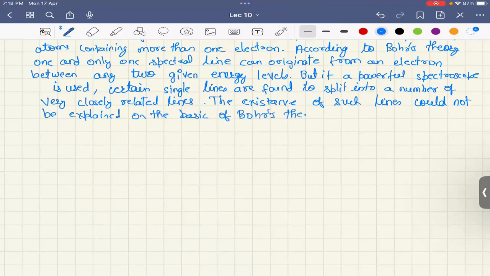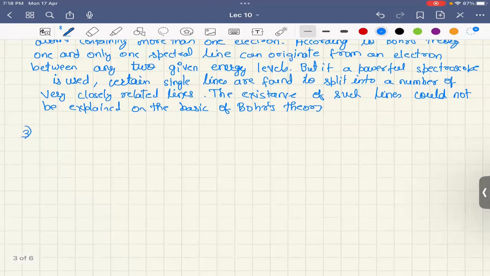The third drawback of Bohr's model was that the theory failed to account for the effect of magnetic field on the spectra of atoms or ions. It was observed that when an atom emitting radiation is placed in a strong magnetic field, each spectral line is further split into a number of lines, and this phenomenon is known as the Zeeman effect, right? So it could not explain the Zeeman effect.